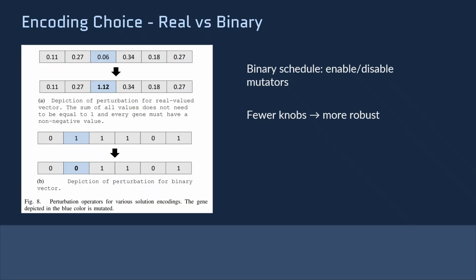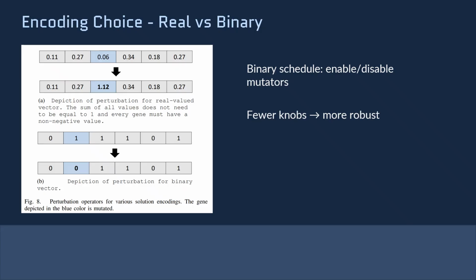The second option, which the paper says is more practical and more robust, is binary encoding the mutator schedule. So for each mutator, it's either a 1 or a 0. So it's either enabled or disabled. And this is a lot simpler. It reduces the amount of knobs you need to tune. And overall, it's just less work, and a lot easier to understand what's going on.